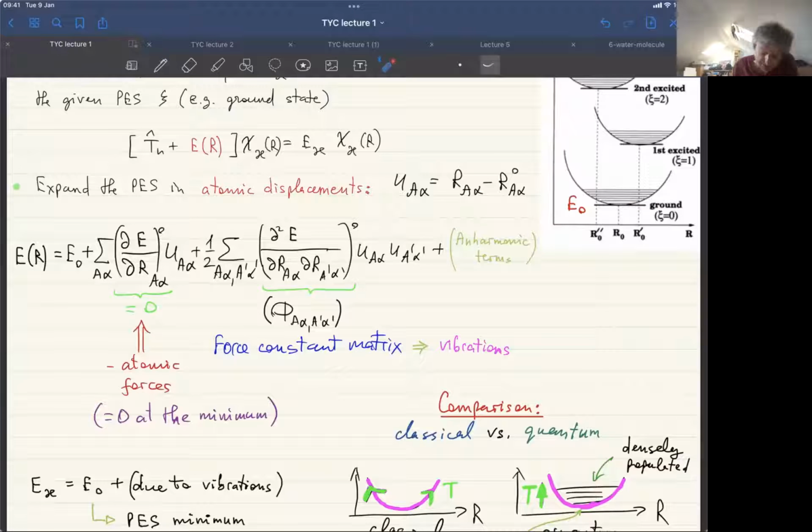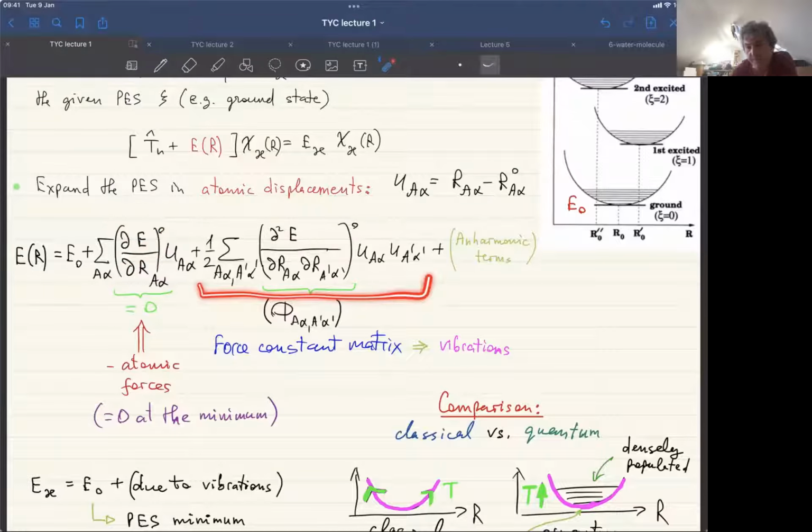Because we're using expansion around the equilibrium position, when the first derivative of the energy with respect to atomic positions is 0, then this first order term will be 0 as well. Yeah, because the Taylor coefficient here is just that derivative. Therefore, because this term is 0, the first non-zero term will be quadratic in the atomic displacements.